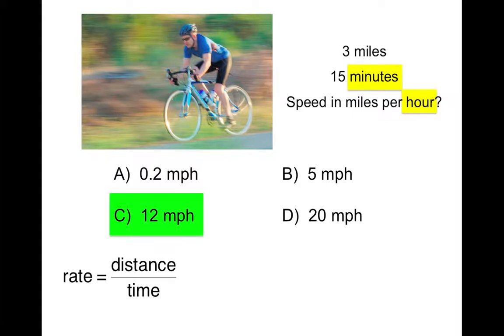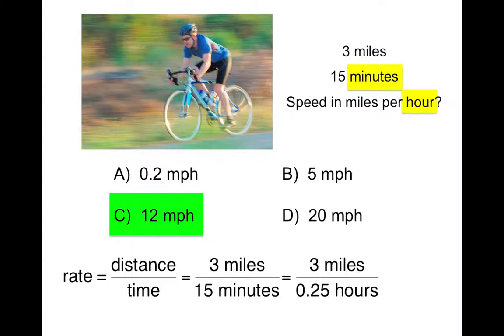The cyclist would be traveling an average of 12 miles per hour. We want to divide distance by time, but to get our answer in miles per hour, we need to change 15 minutes into a quarter hour, or 0.25 hours. 3 divided by 0.25 is 12 miles per hour.